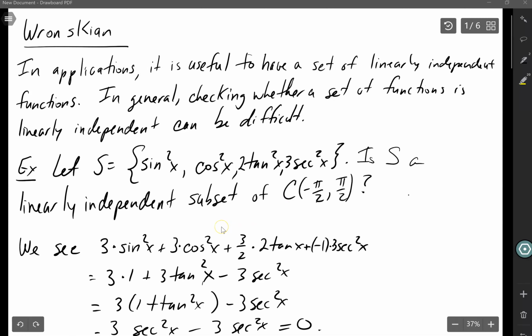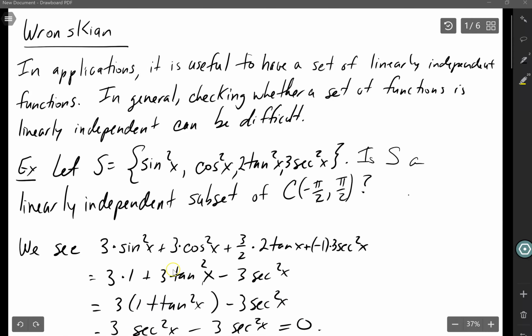Anyway, in this case, we're going to take advantage of trig identities that we know. If I take 3 times sine squared plus 3 times cosine squared, and then 3 halves times the 2 tangent squared, a little bit of a typo there, and then negative 1 times 3 secant squared, I use trig identities. I factor out the 3 here, and sine squared plus cosine squared gives me 1, and then here I'll factor out the 3 from the 1 and the tangent squared x. Notice the 3 halves times the 2 simplified to give me 3. And then again, trig identity: 1 plus tangent squared is secant squared. So now when I subtract, I really do get 0.